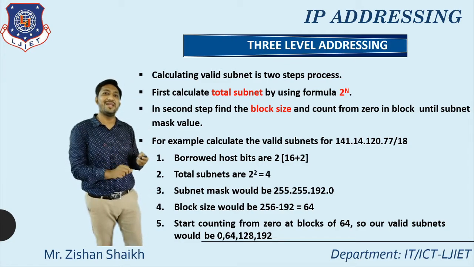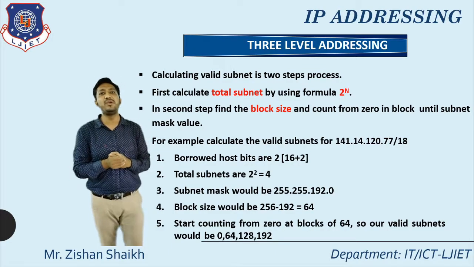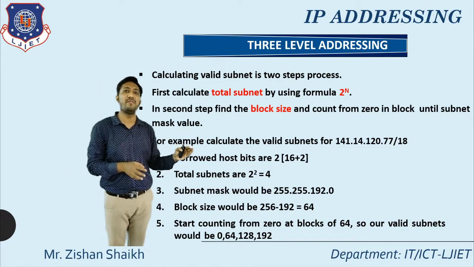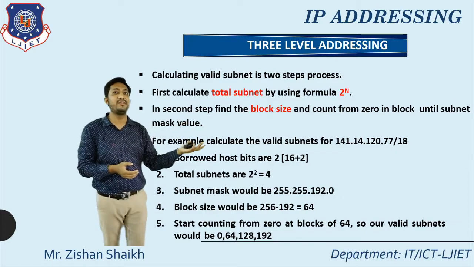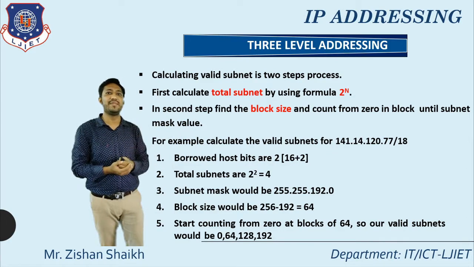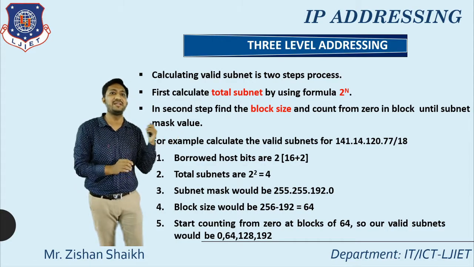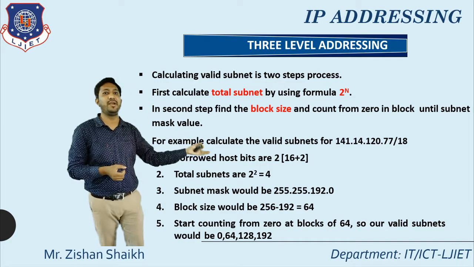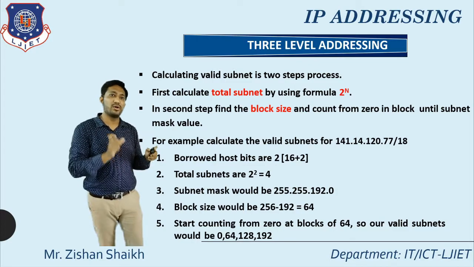Now what is the exact subnet mask here? The default subnet mask of class B is 255.255.0.0. But since we are already taking 2 bits from our host, our default subnet mask cannot be used here because 2 bits are changed. Then we have to calculate the subnet mask. And lastly we have to calculate the block size.